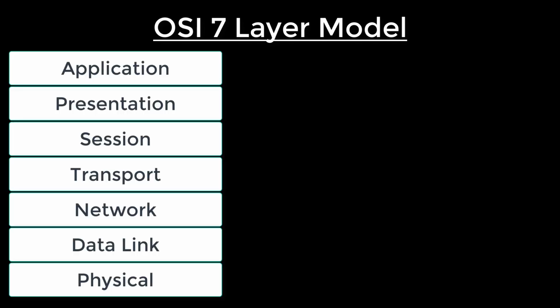Each layer of the 7-layer model represents an important function in computer networking. The 7 layers of the OSI 7-layer model are physical, data link, network, transport, session, presentation, and application.